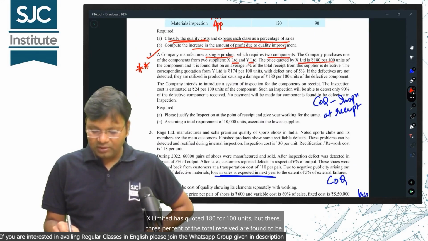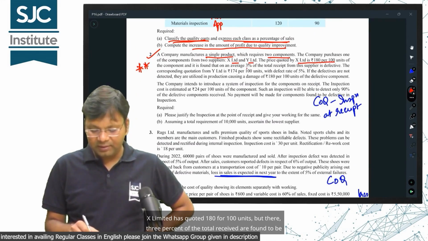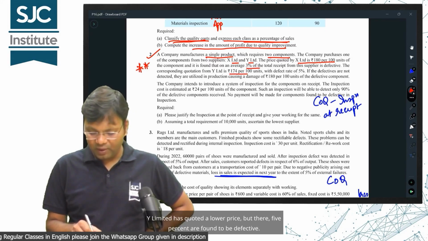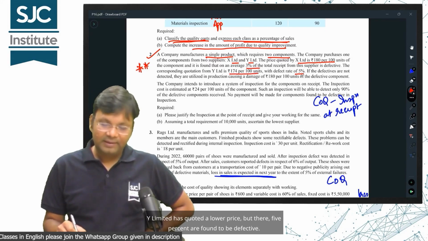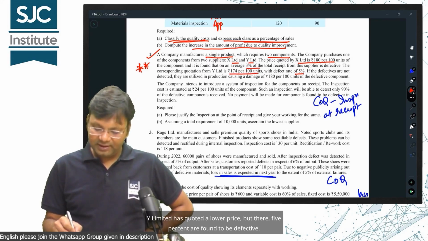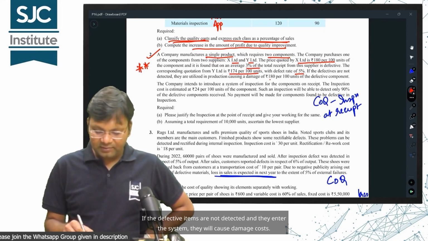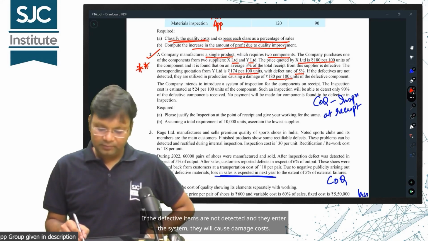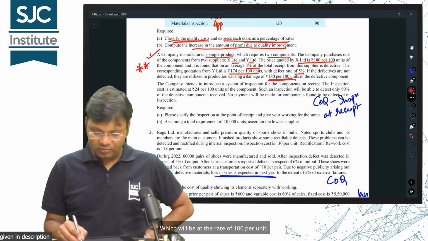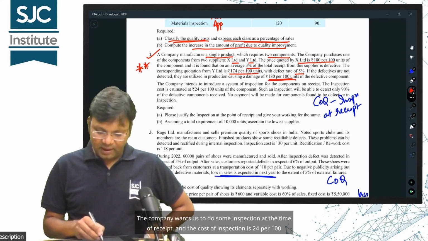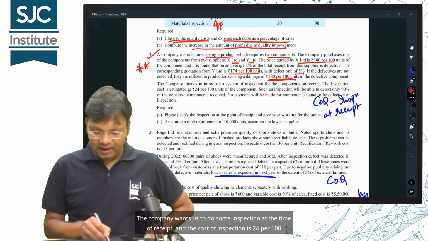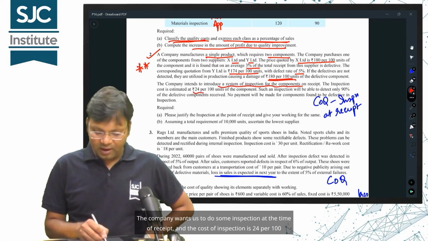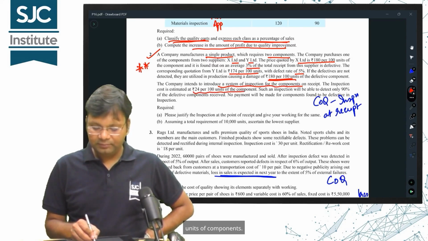X Limited has quoted 180 for 100 units, but there, 3% of the total received are found to be defective. Y Limited has quoted a lower price, but there, 5% are found to be defective. If the defective items are not detected and they enter the system, they will cause damage costs, at the rate of 100 per unit. The company wants us to do some inspection at the time of receipt, and the cost of inspection is 24 per 100 units of components.